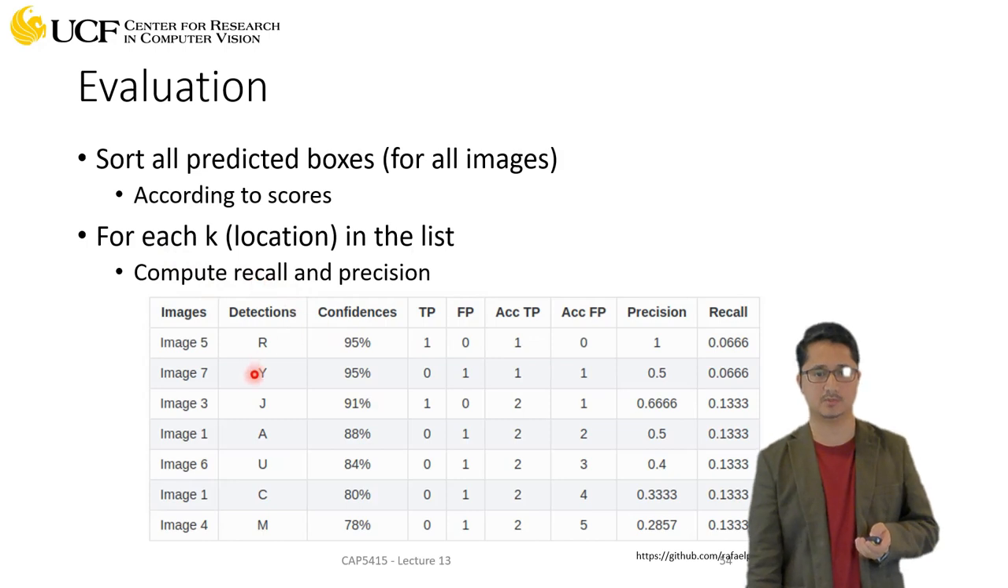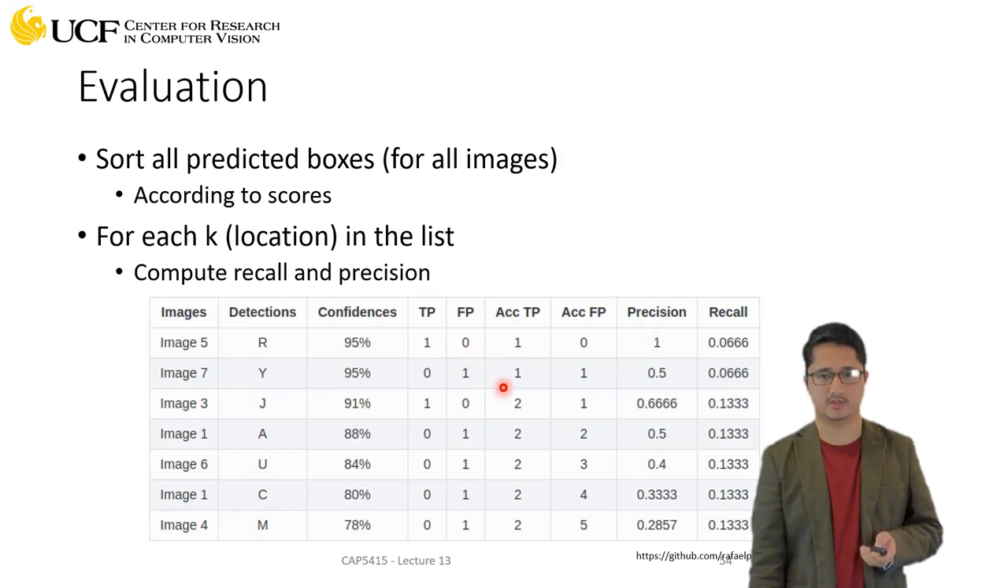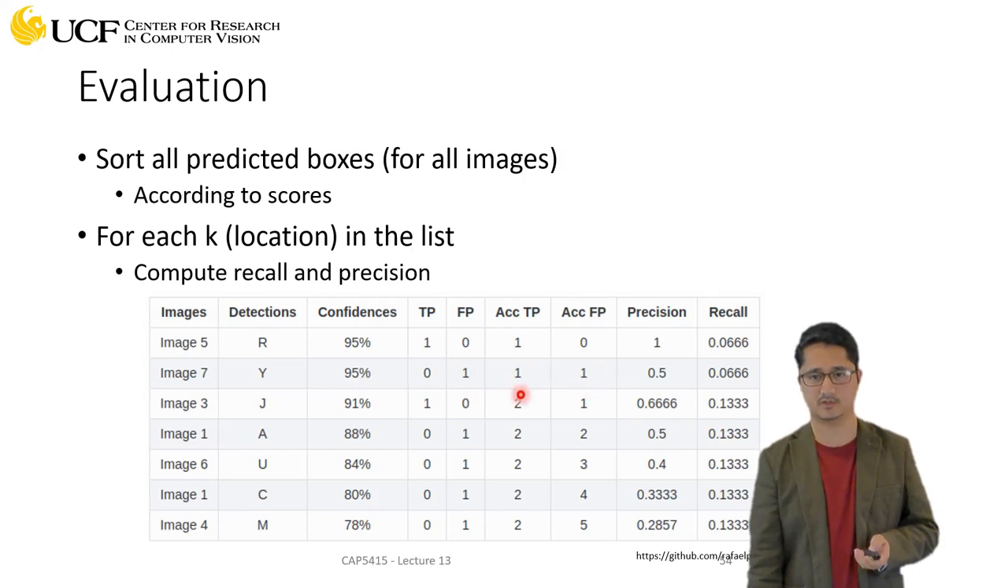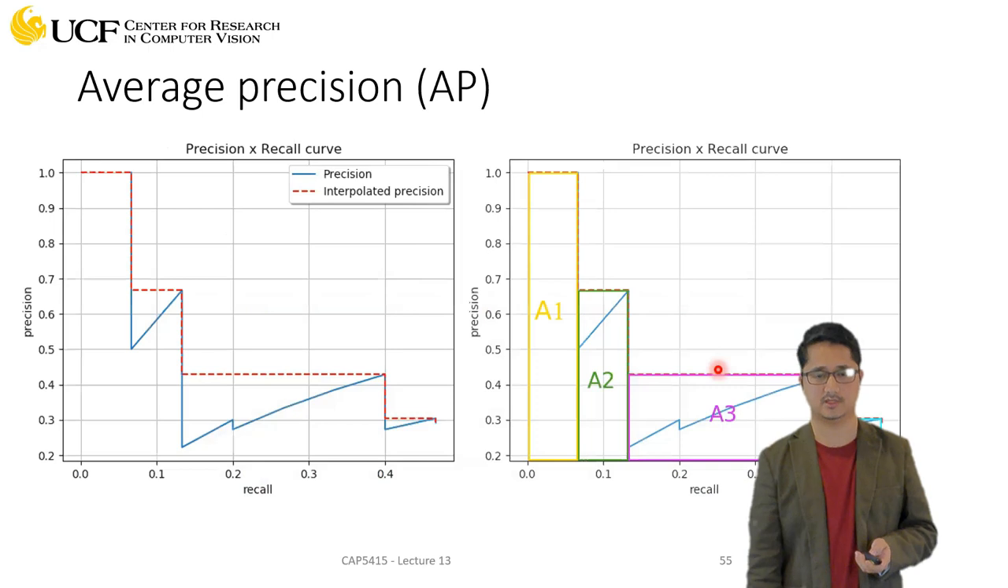Then you do this for all the possible locations as you move down. Here you can see that the second one was a false positive. So your true positive remains the same, and false positive becomes one because of this. Your precision will be half, and your recall will be this. So you keep computing precision and recall for these accumulated true positives and false positives. These are the numbers which we are going to use to compute the mean average precision score. Let's see how that's done.